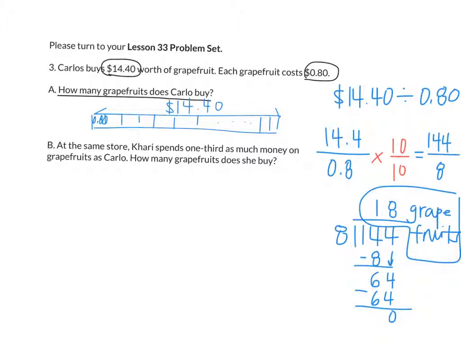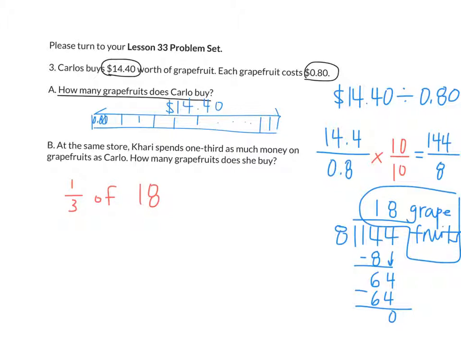Now let's look at part B. At the same store, Kari spends 1/3 as much money on grapefruits as Carlos. How many grapefruits does she buy? Well, if she spent 1/3 as much money, does that mean she bought 1/3 as many grapefruits? Yeah. So it would be 1/3 of Carlos's grapefruits, right? But instead of Carlos's grapefruits, we could just write how many grapefruits did Carlos buy? 18. So then we can find 1/3 of 18.